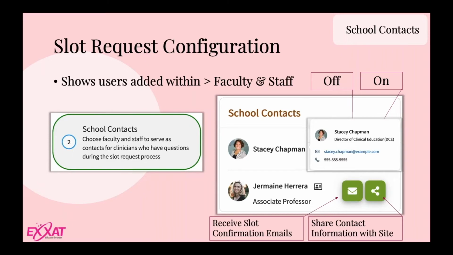When you click on the little contact card that's next to the person's name, you'll be able to see exactly what the site's going to see about you. The name, your title, email address, and phone number. So that's what that looks like when that is set up. And again, that's done through the faculty section.